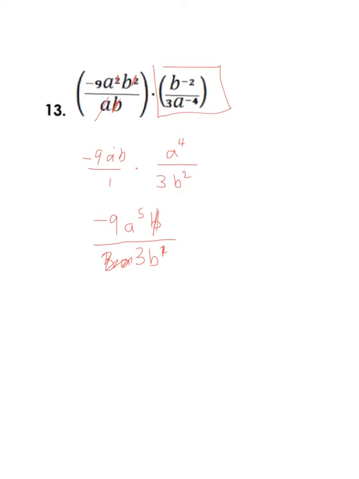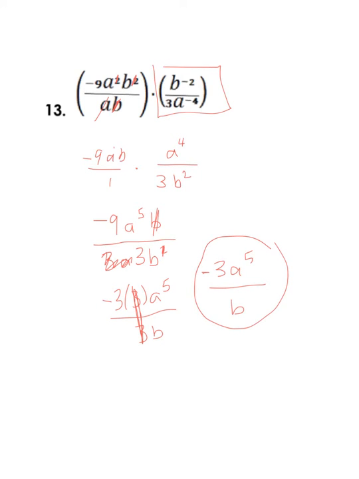And the only other thing I can simplify is the negative 9. You could think of negative 9 as negative 3 times 3, a to the fifth, and then 3b to the first. And that allows us to simplify by getting rid of those 3's. So what I'm left with is negative 3a to the fifth over b. And that's how I would do number 13.